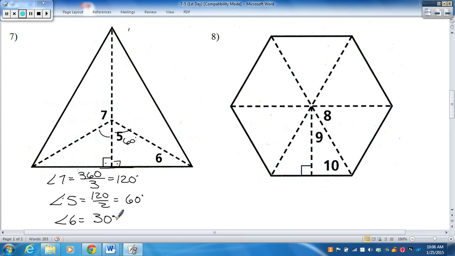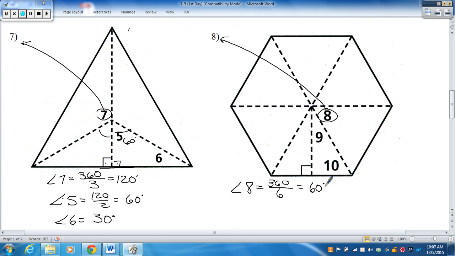Okay. Number 8. 8 is the central angle. We're kind of lucky. 7 was the central angle for number 7. Number 8 was the central angle. How convenient. All right, so angle 8 is going to be 360 divided by how many sides do we have? 2, 4, 6 sides. So it's going to be 60 degrees.